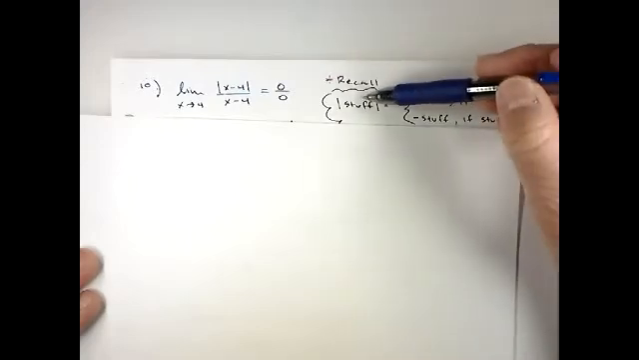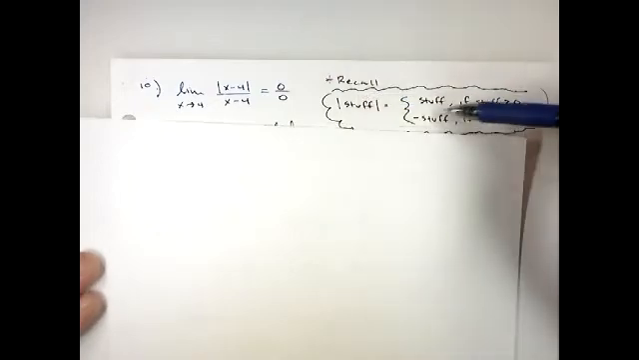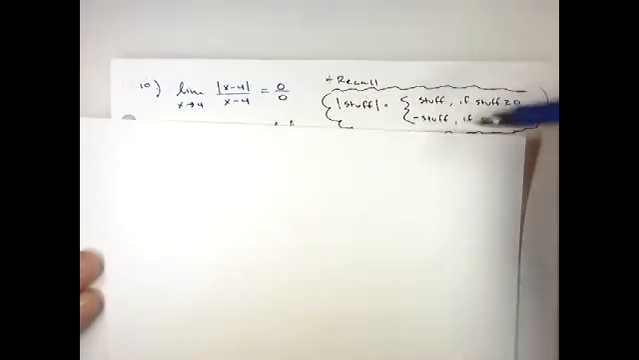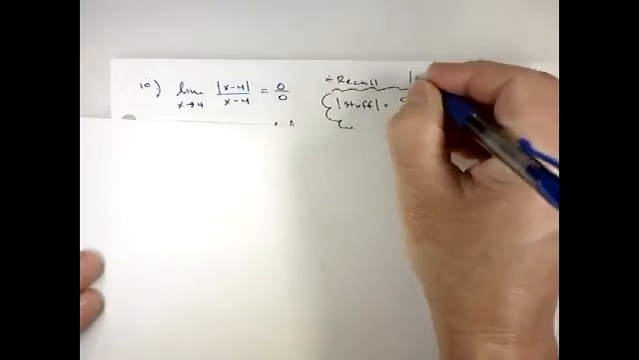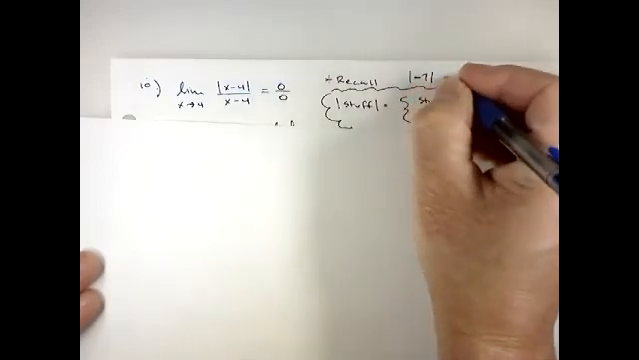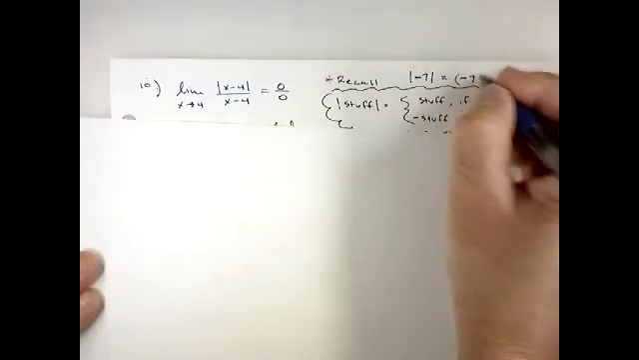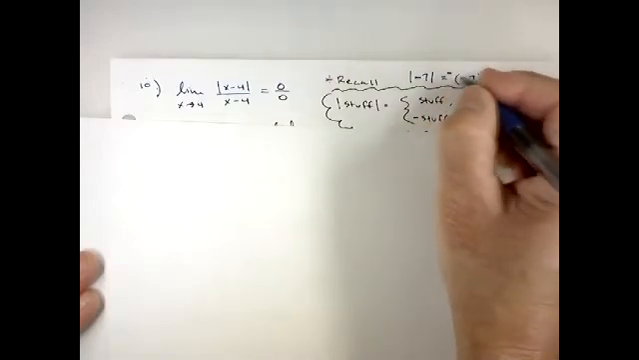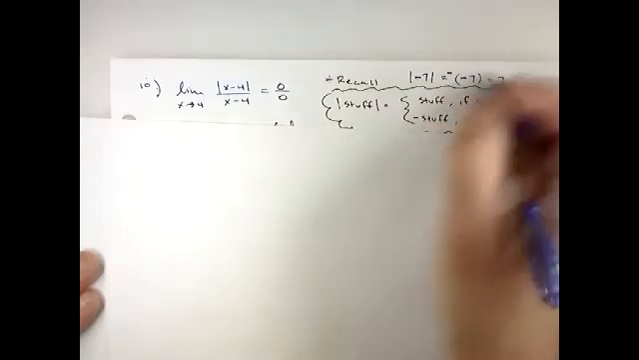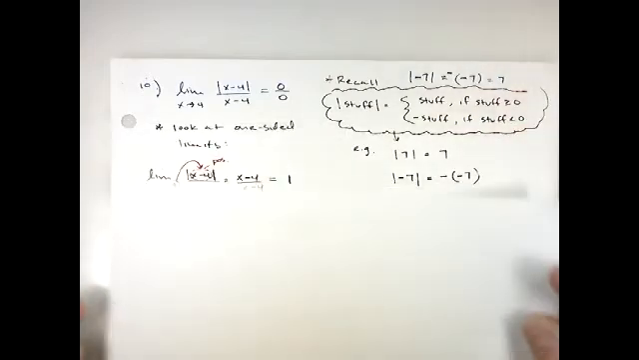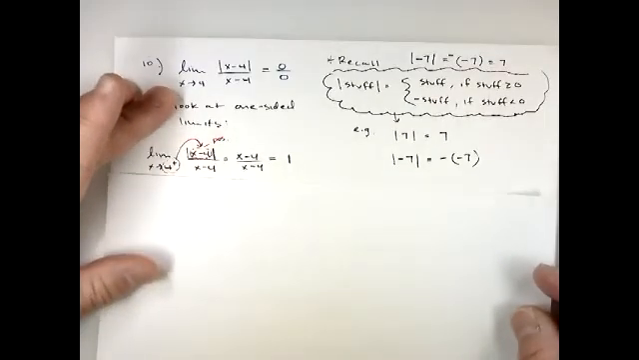But if what's inside is negative, then if I remove the absolute value, I have to add another negative to make it correct. For example, the absolute value of -7, if I just remove the absolute value, is not true, but if I throw in another negative, then it is true, right? That equals +7. So with that in mind, there was my example there.